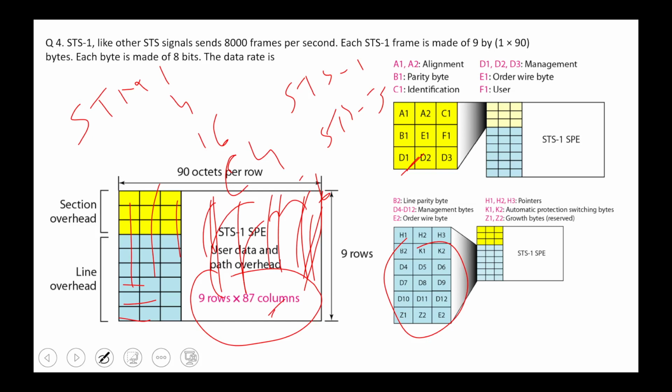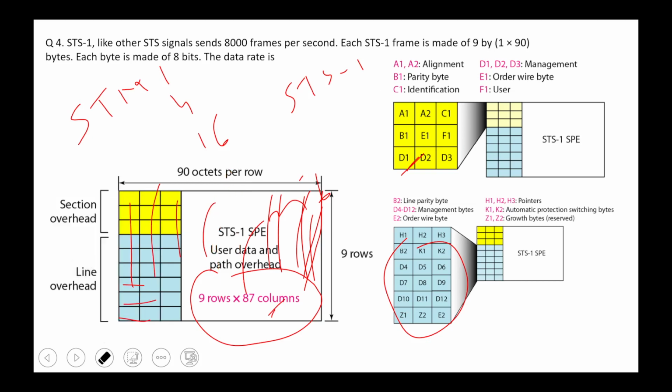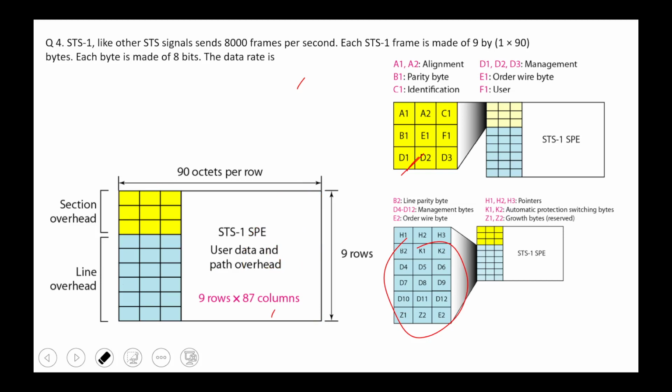So how do you calculate the STS1 data rate, STS3 data rate, STS5 data rate, or STM data rate? I have given you questions. Can you calculate that? Anyone? If it is wrong, it is okay. Has anyone tried that? Any idea about how to calculate the data rate?